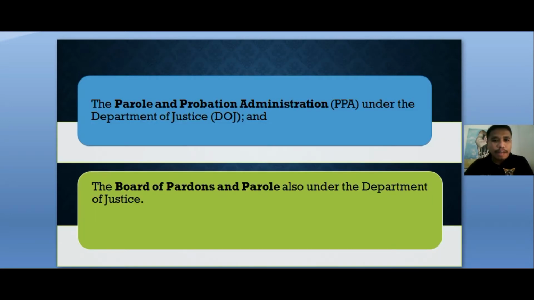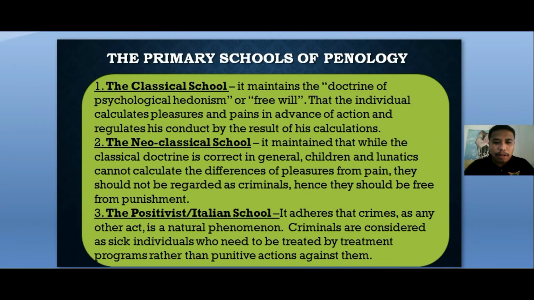On the other hand, the Parole and Probation Administration, which handles or supervises parolees and probationers, as well as the BPP, or the Board of Pardons and Parole, are two agencies under the Department of Justice. So there are three primary schools of penology. One is the classical school, the second one is neoclassical school, and the last one is the positivist or Italian school. So unsa may nakalahi aning tulo?